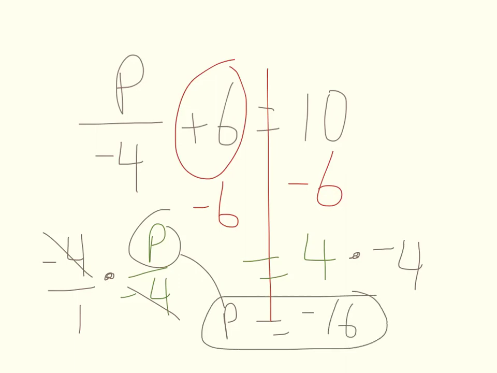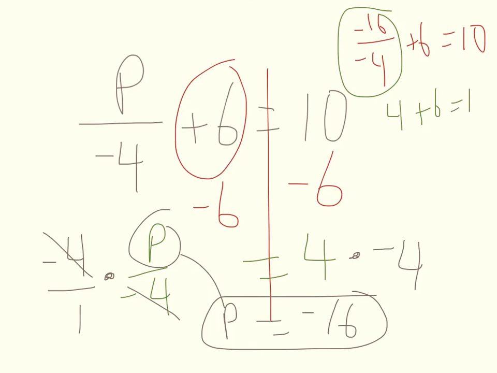Now again, let's check and put that back in. Negative 16 over negative 4 plus 6 equals 10. Okay, negative 16 divided by negative 4 is positive 4. Plus 6 does equal 10. So it works. Awesome.